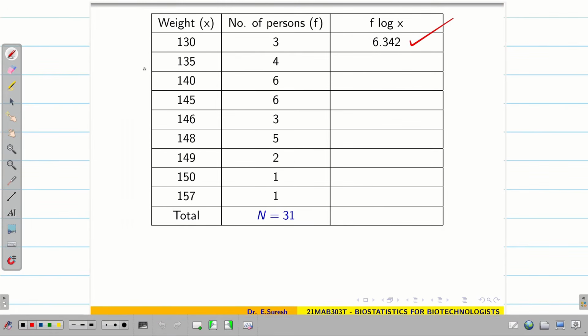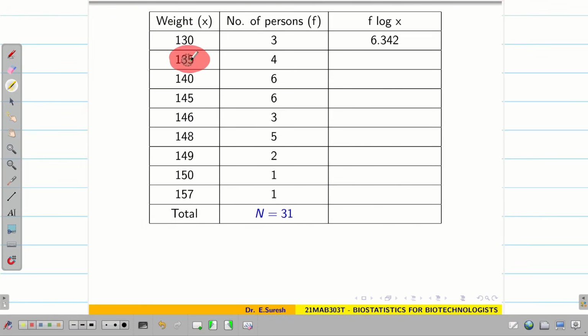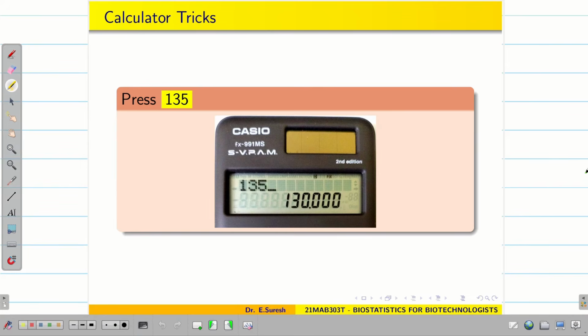In a similar way, to get the second data, press CALC again. Then it will ask for the x value. This is our previous value, just ignore it. Go to the table. My new x value is 135. Press 135 and then press equal to.